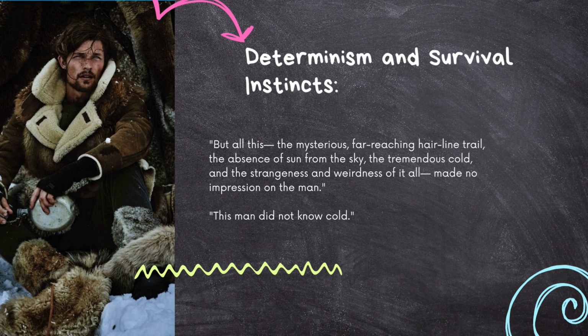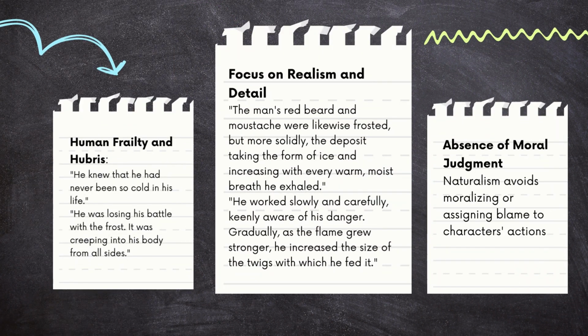from the sky, the tremendous cold and the strangeness and weirdness of it all made no impression on the man. This explained the man's disregard for the warning sign and his belief in his own abilities. He also wrote that this man did not know cold. The man's lack of understanding and preparation for the extreme cold is emphasized here. Next is human fragility and hubris.